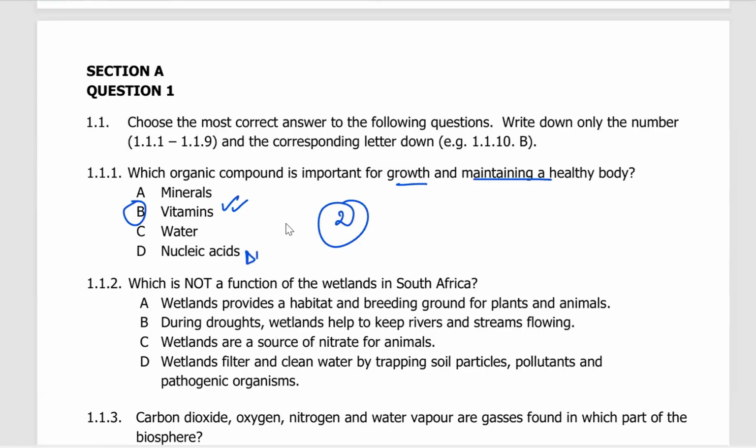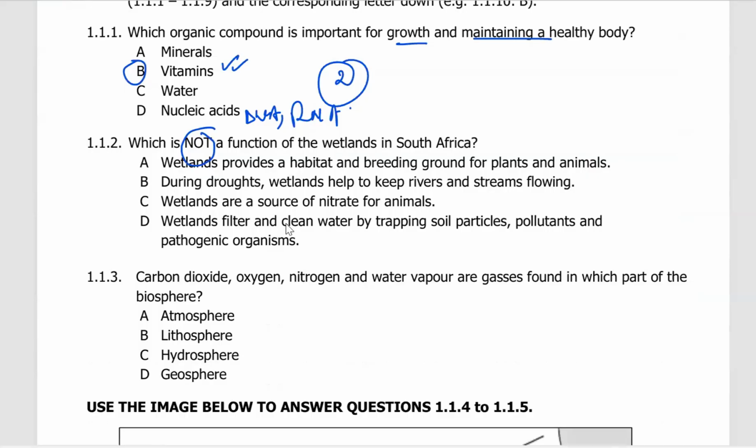What is nucleic acid? We are talking about DNA and RNA. Those are the nucleic acids. The next question says which one is not a function of wetlands, meaning that the rest are functions. All of them are functions except one. Wetlands provide habitat and breeding grounds. Yes, we know that is correct. During drought, wetlands keep rivers and streams flowing. Correct. Wetlands are a source of nitrates. No. And wetlands filter and clean water. Yes, this is also correct. So the most correct answer here is C, because they're saying it's not. So you get 2 marks there.